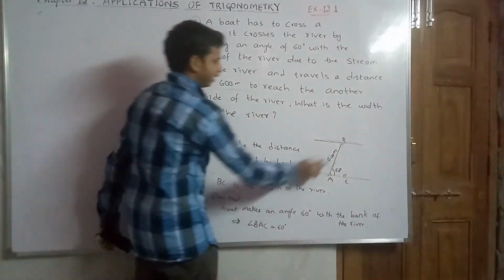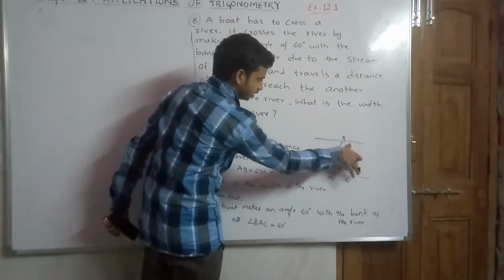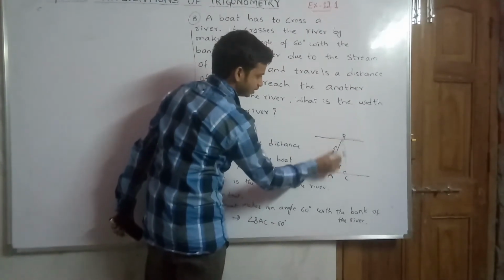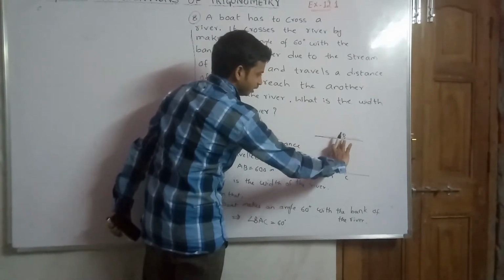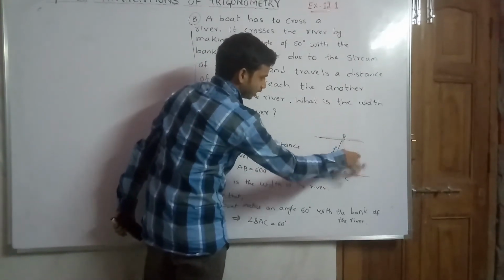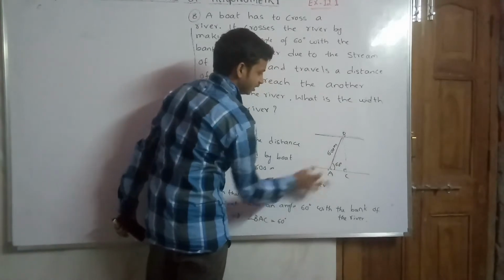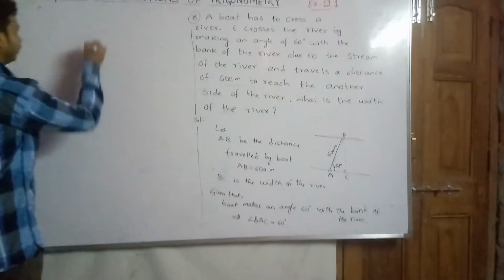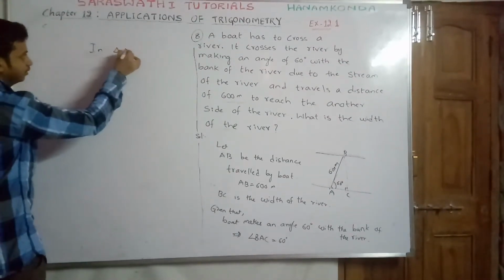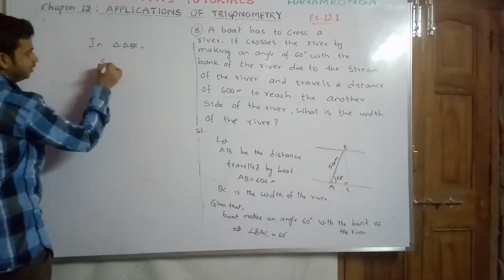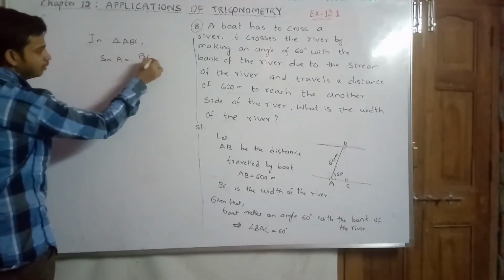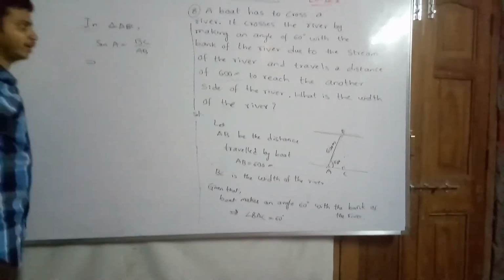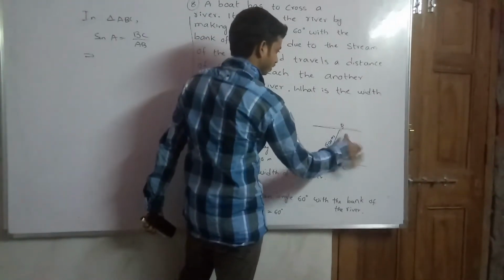Now in triangle ABC, BC is the side opposite to the 60 degrees and AB is the hypotenuse. Since BC is the perpendicular line, AB is considered as the hypotenuse here. So opposite and hypotenuse. If we apply the sine function, sine 60 equals BC by AB, so we can find the value of BC. So in triangle ABC, sine A equals BC by AB, since sine theta equals opposite side by hypotenuse.